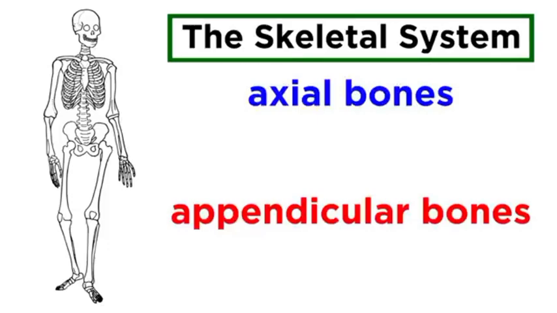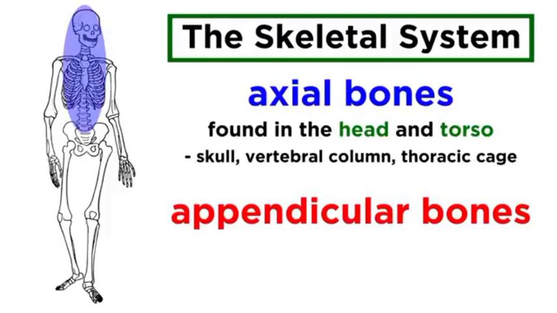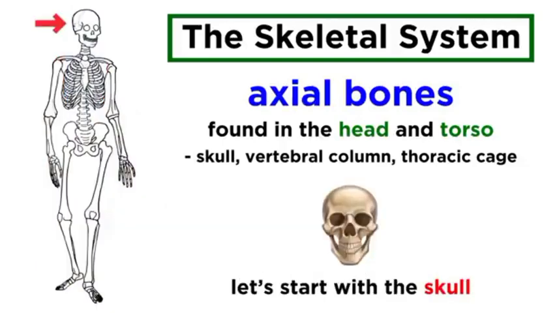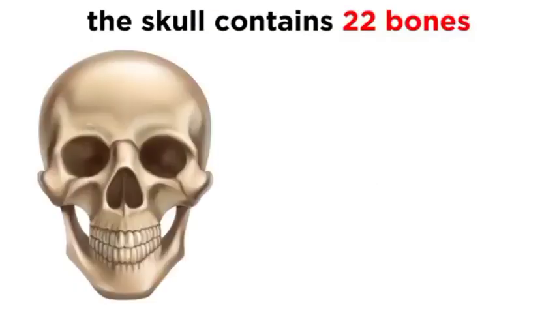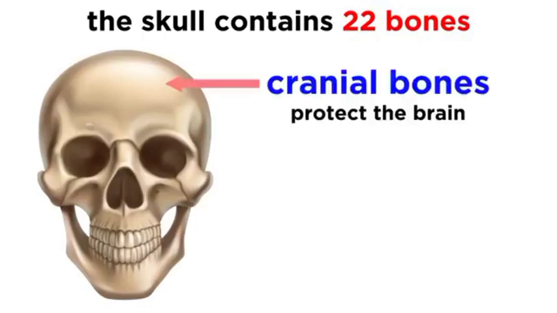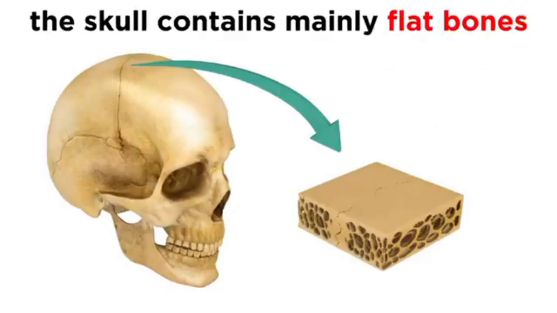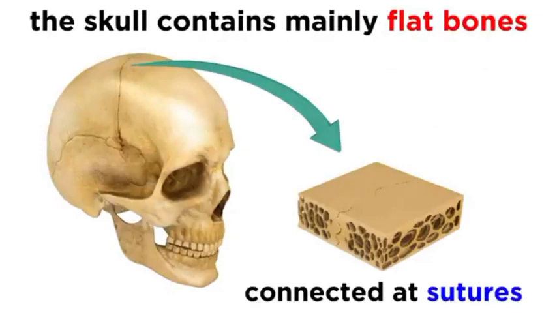As we recall, there are two sections to the human skeleton, those being the axial skeleton, made of the skull, vertebral column, and thoracic cage, and the appendicular skeleton, made more or less of just the limbs. Let's go through the axial skeleton first, starting at the top with the skull. The skull is a fascinating structure, made of 22 different bones. Cranial bones are the ones that protect the brain, and facial bones are the ones that give structure to the face.